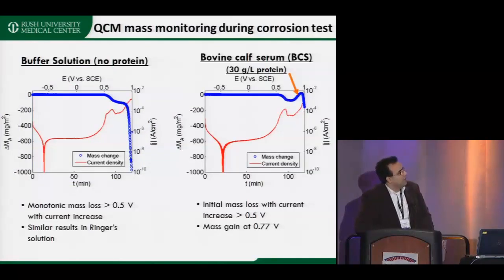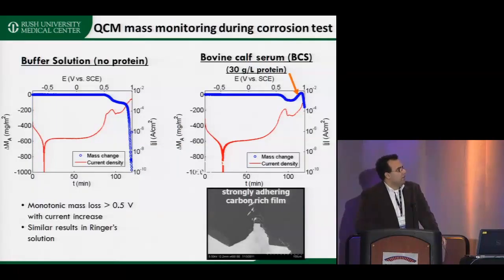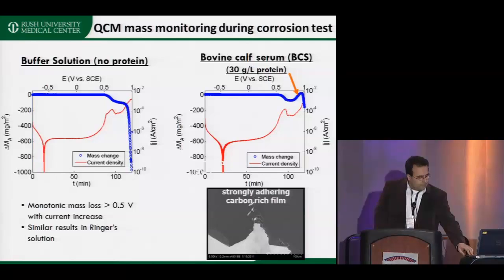The surprising finding was that in the transpassive region, when we do the same test in bovine calf serum that we use for wear tests with 30 gram per liter protein, we had a significant mass increase. And taking the sample to the SEM and looking at the surface, we find a carbon-rich film on the surface, a relatively strongly adhering carbon film. And we also performed XPS and found similar results to what we know from our tribofilms that are formed in vivo. And that led us to the conclusion that there might be an influence of electrochemistry on tribofilm formation by ion protein binding.